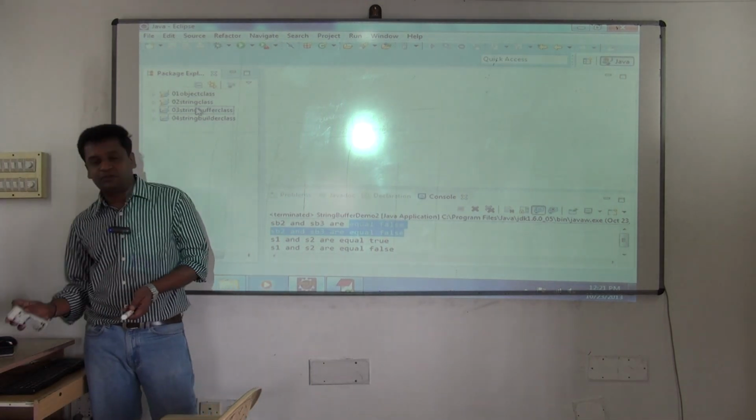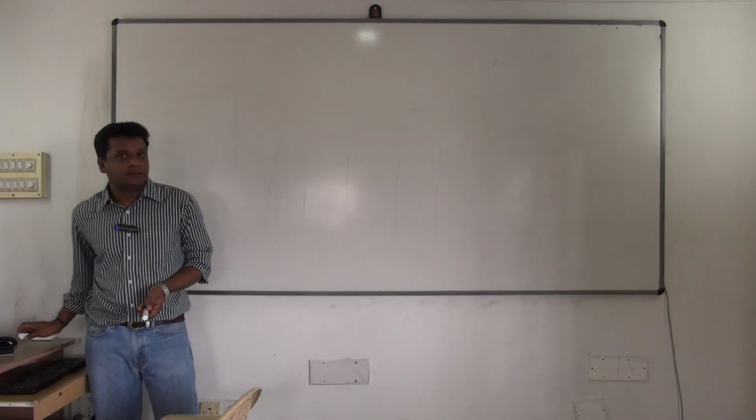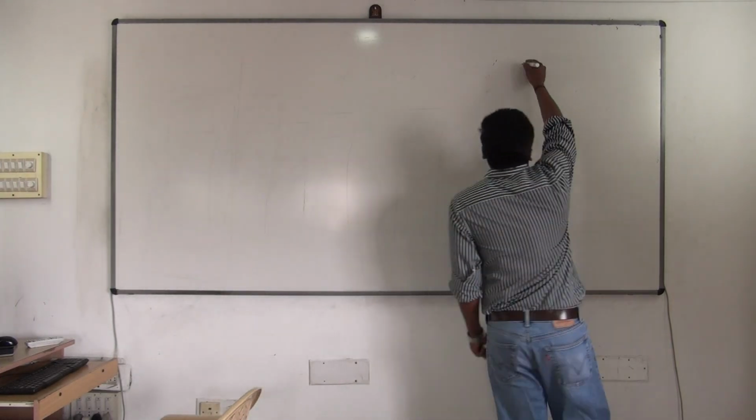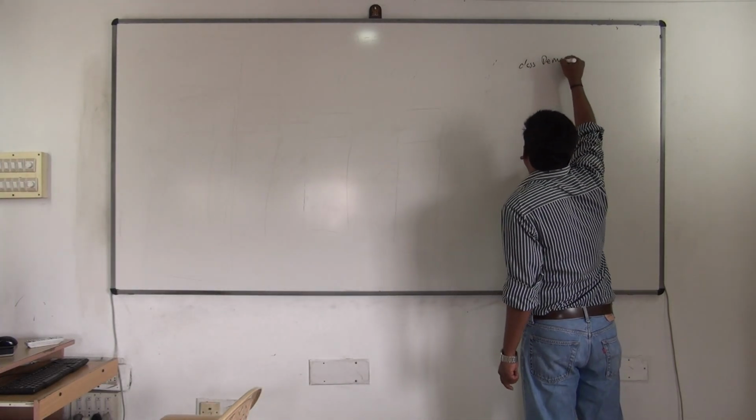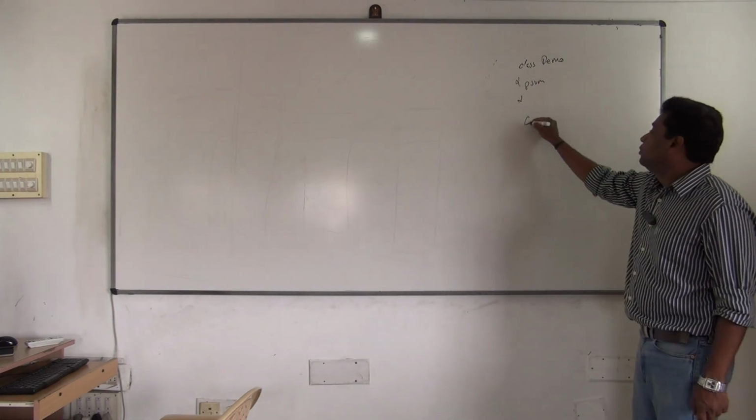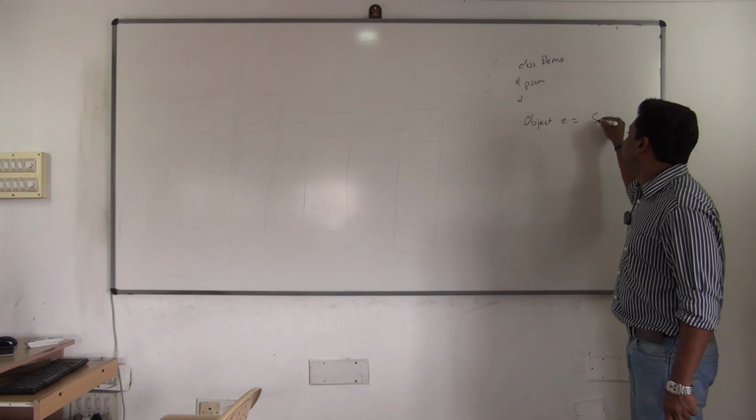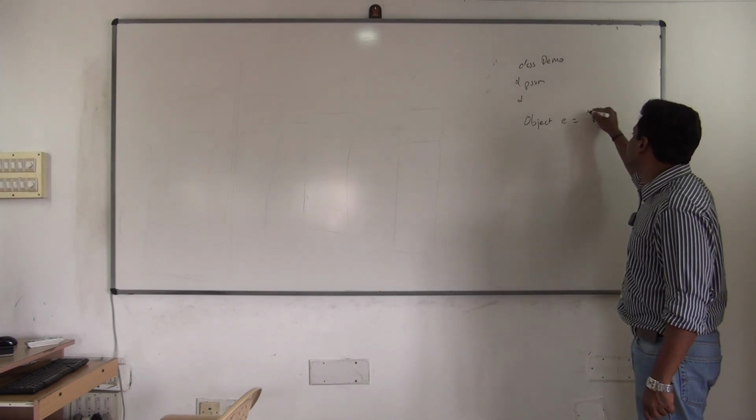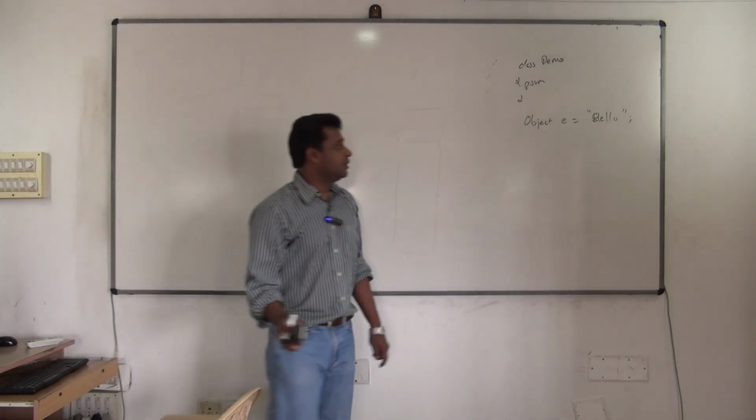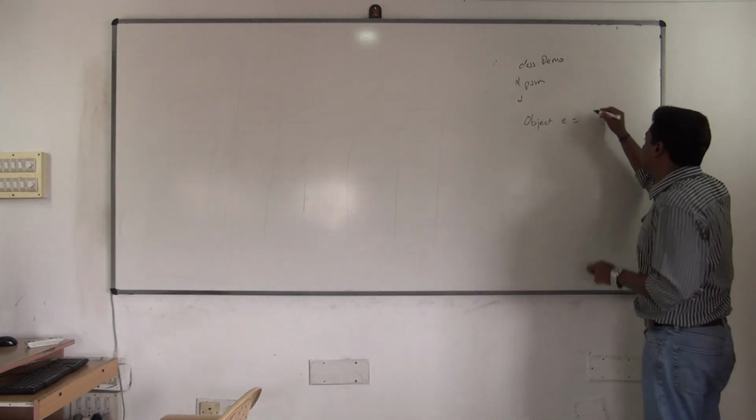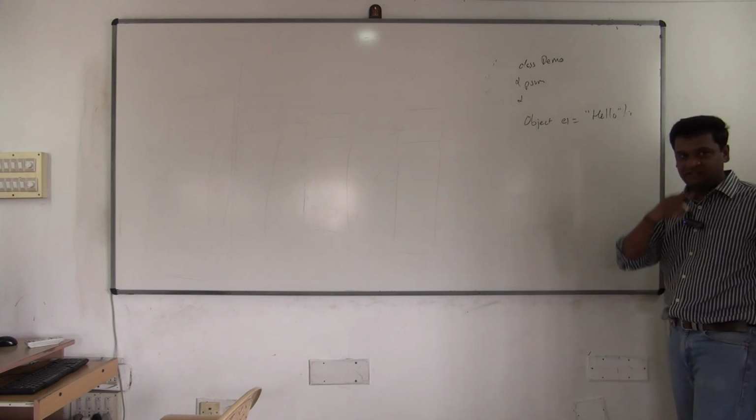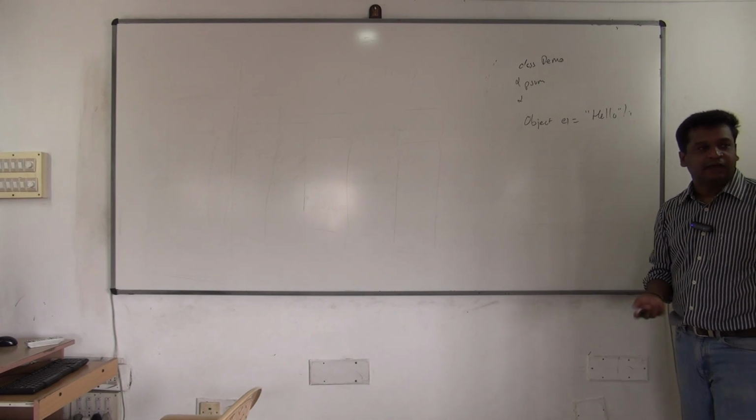So some questions which you get in SCJP are, just see this. Class demo, PSVM. Object E is equal to "hello". Is it valid? Object E is equal to "hello". Is it valid or not? Or E1 is equal to "hello". Is it valid? Valid, not valid?